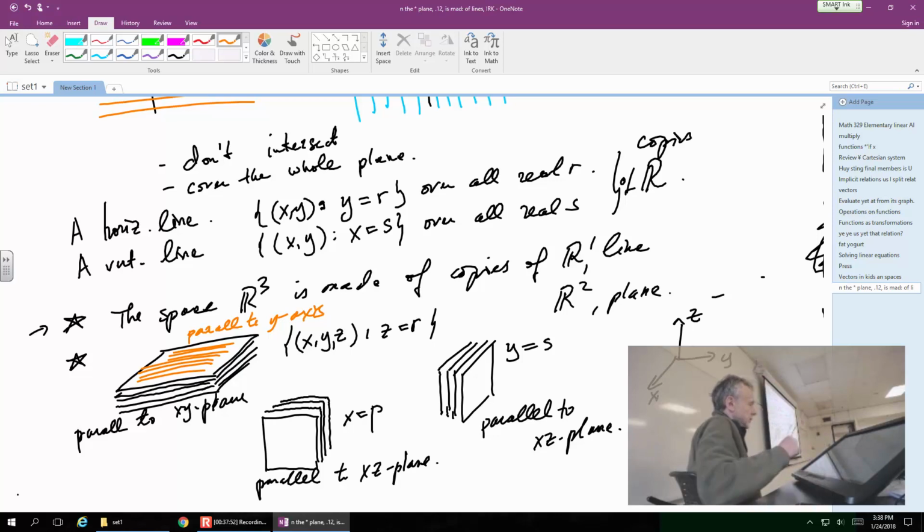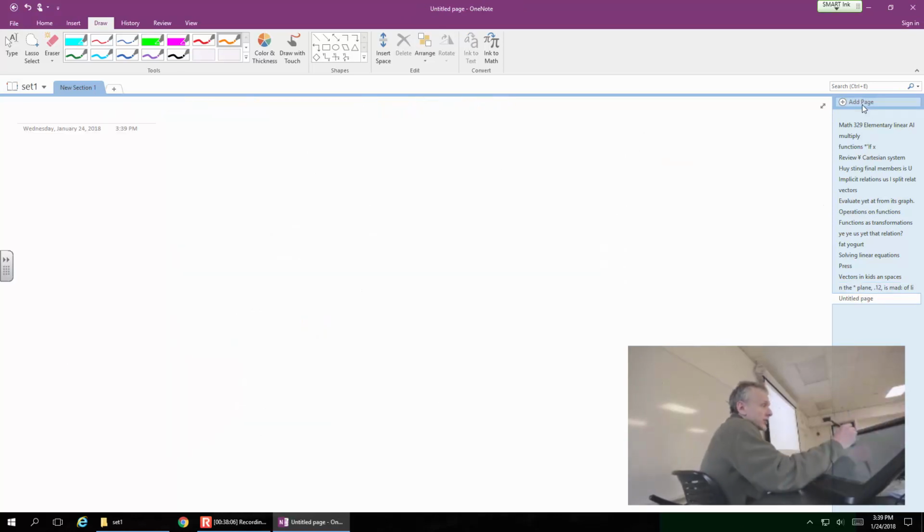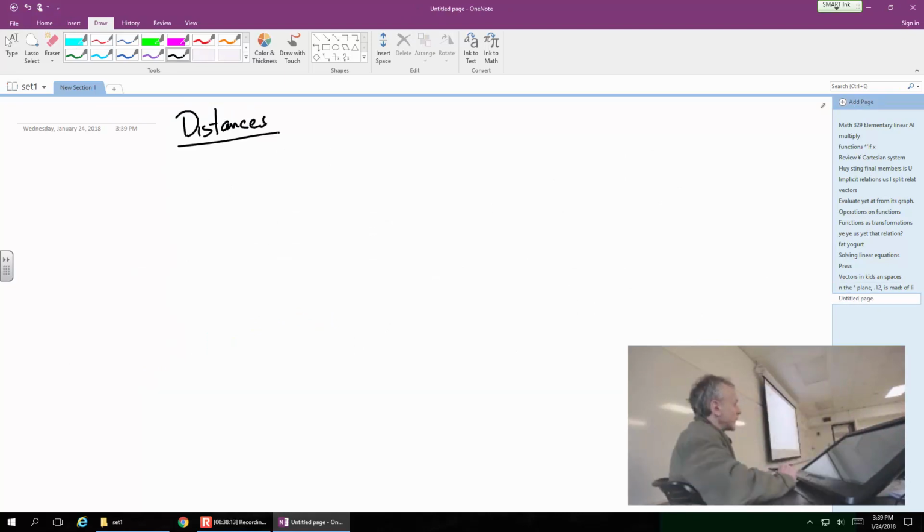So let's do what we did last time. We started last week with the distance formula, and just distances in 1, 2, 3, n-dimensional spaces. Just to see that there is nothing special about n-dimensional spaces. We can do everything we can do in low dimensions, so we can do n-dimensional spaces, including distances.